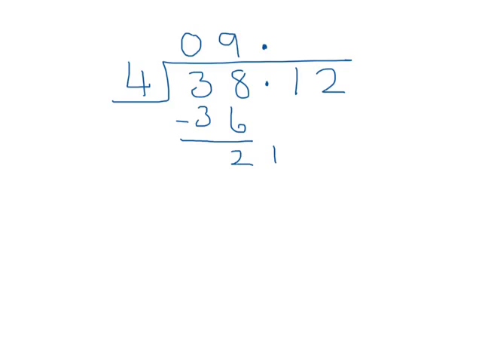Bring down the next number. And we just bring down the next number as normal. We don't worry about the point. Just keep going, dividing as normal. We've already got the point in the answer. So 4 goes into 21 5 times. Why? Because 4 times 5 is 20. And that will give you a remainder of 1. Bring down the last digit. 4 goes into 12 3 times with no remainder. So 38.12 divided by 4 will be 9.53.